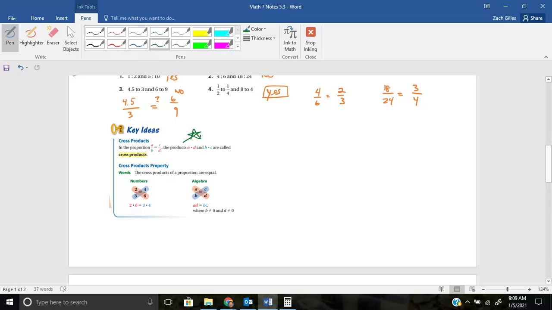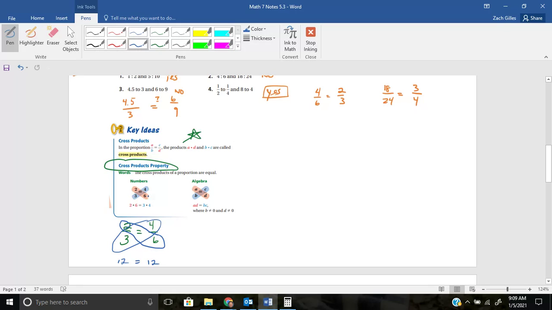This is a great way to check and see if proportions are equal, and that's to use what's called the cross products property. The cross products of a proportion are always equal. So here we had 2/3, and we're saying that's equal to 4/6. If you wanted to check that, multiply the cross product, so your diagonals. So 3 times 4 is 12. Does that equal 6 times 2? 6 times 2 is 12, so yes, it does.